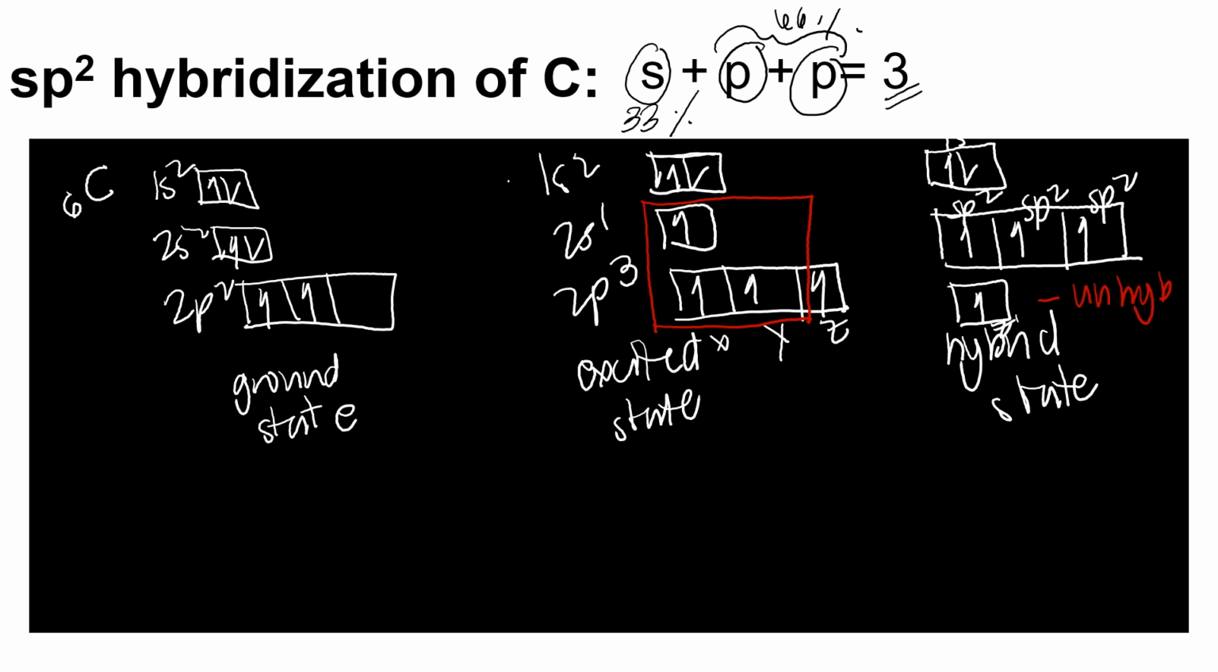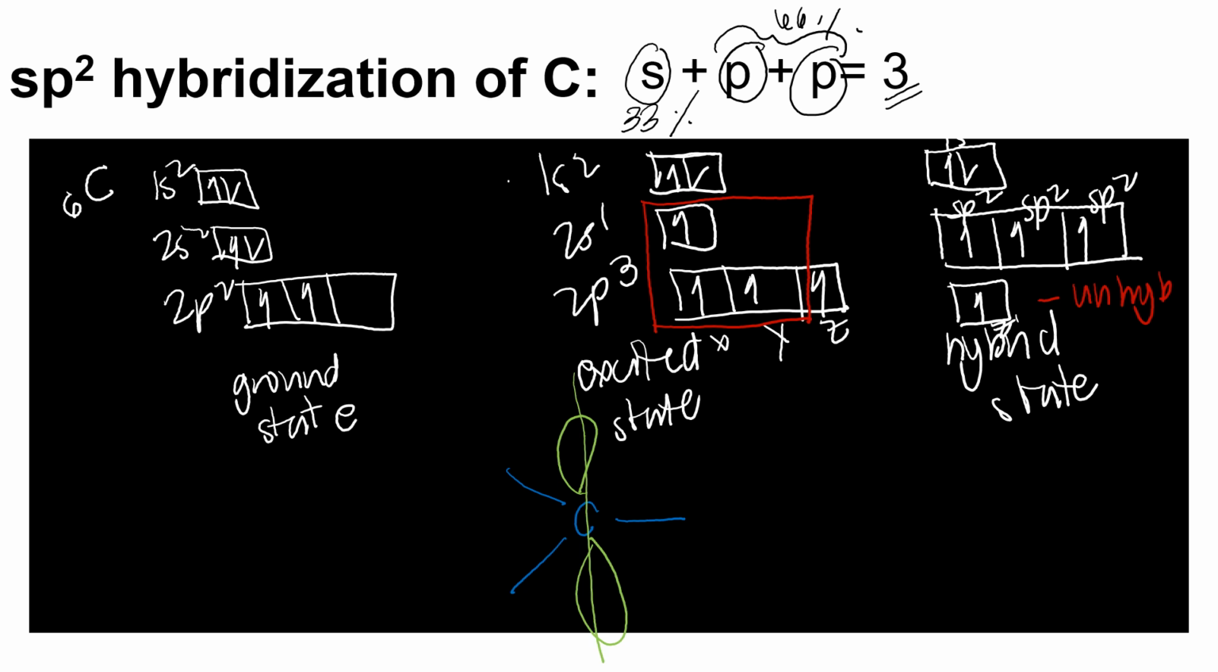So when we look at the geometry of sp2 hybridization, it will look like this. You have your carbon atom, and then you have your 3 sp2 orbitals, but you still have one unhybridized orbital, which is your 2pz.